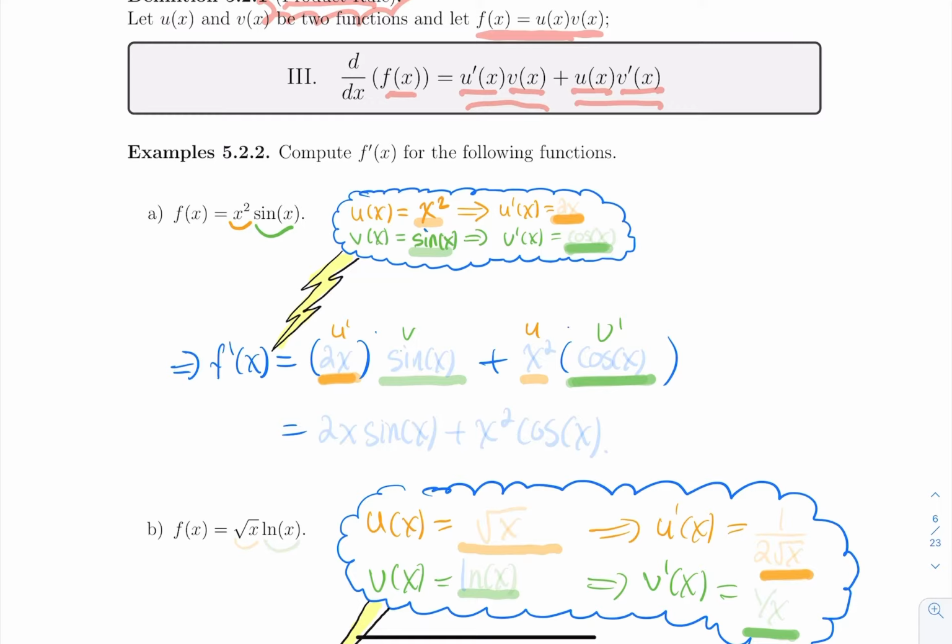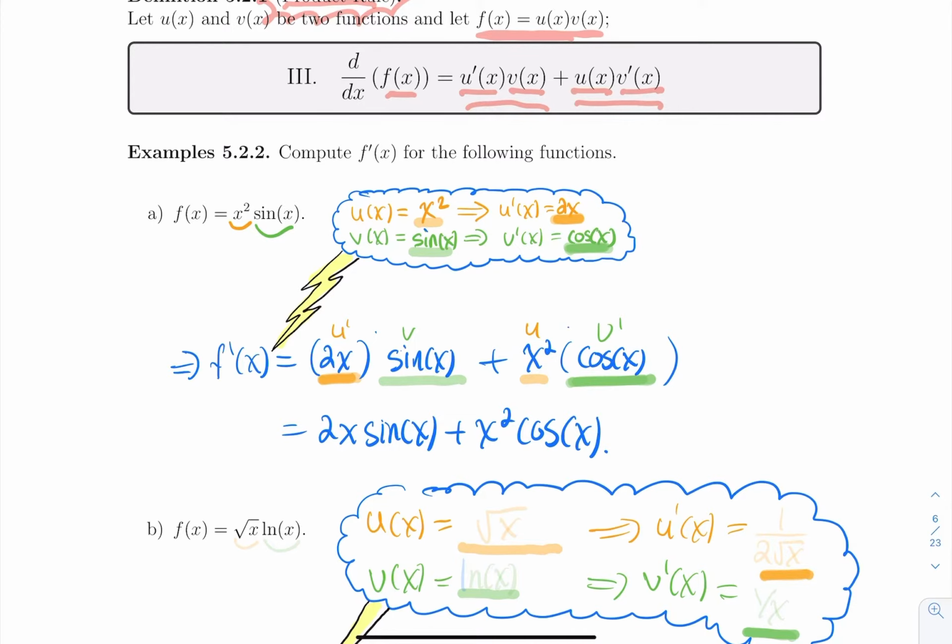Here u prime is just going to be 2x, and v prime, the derivative of sine, is cosine. Once you have these four functions, you combine them. It's u prime first, so 2x times v, which is sine of x, plus u, which is x squared, times v prime, cos of x. And that's all, as long as you combine things properly. If you remove brackets here, you can simplify a bit. I don't really care if you do that or not. But if you want a bracket-free answer, here you go: 2x times sine of x plus x squared times cosine of x.